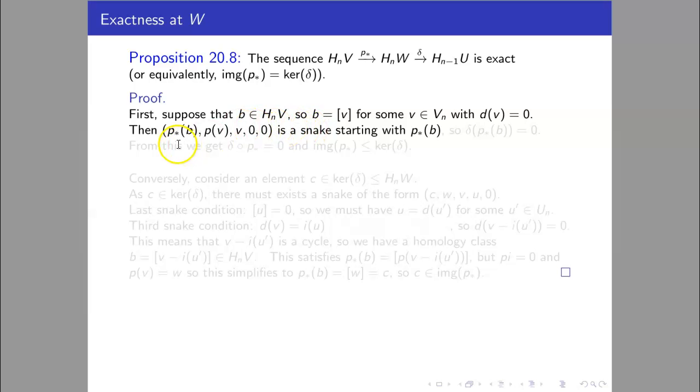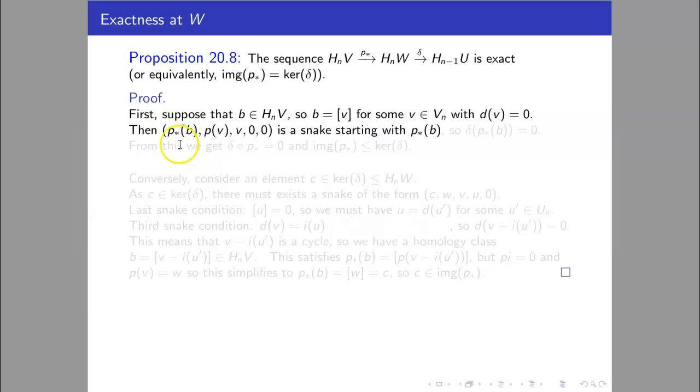So we take this p star B, we want to prove that delta of it is 0. In other words, we need to show that there's a snake that starts with p star B and ends with 0. That's how this map delta was defined. Remember, we have to construct a snake that starts with the first thing, and the end thing is going to be delta of it. But then it's easy to produce a snake that starts with p star B. Okay, so I want to claim that this is such a snake.